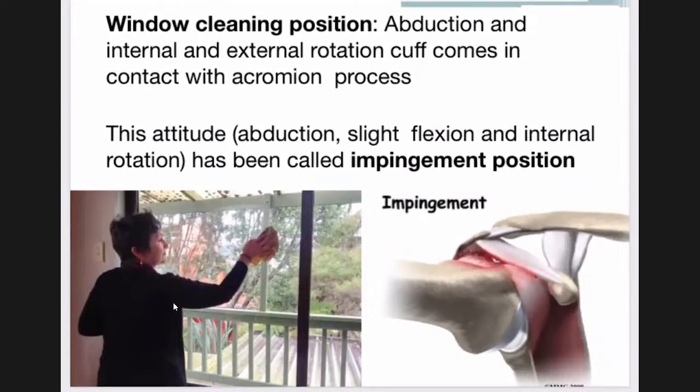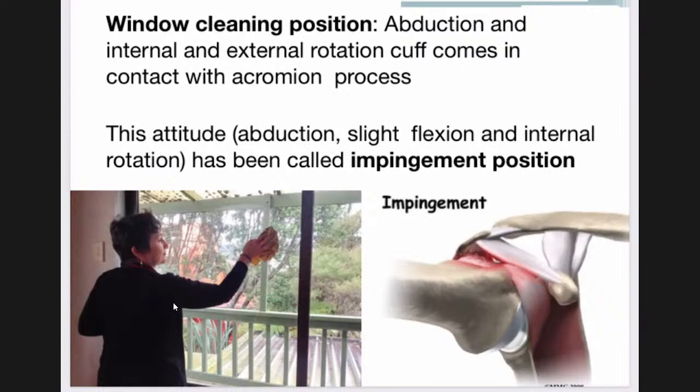And this also has been called the impingement position. So you can see on the right side, there's this picture of a cuff, and you can see that the supraspinatus tendon is getting impinged. In this position, it is getting impinged under the coracoacromial arch, okay, which is leading to the tendinitis.